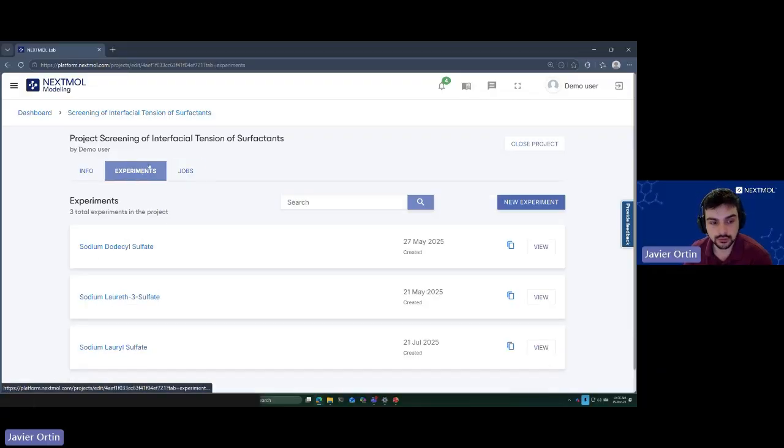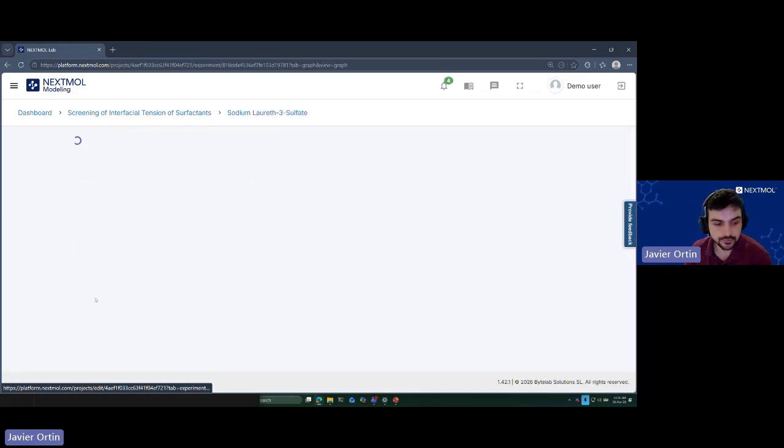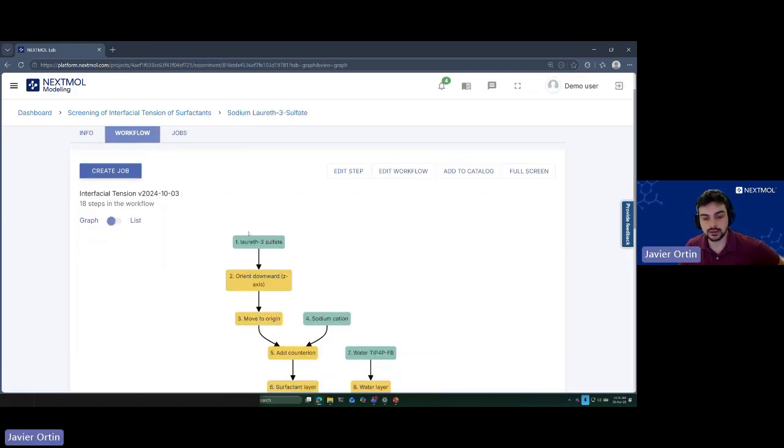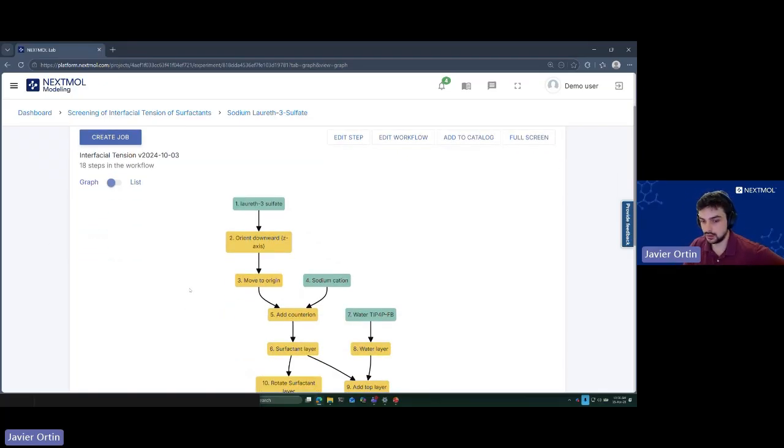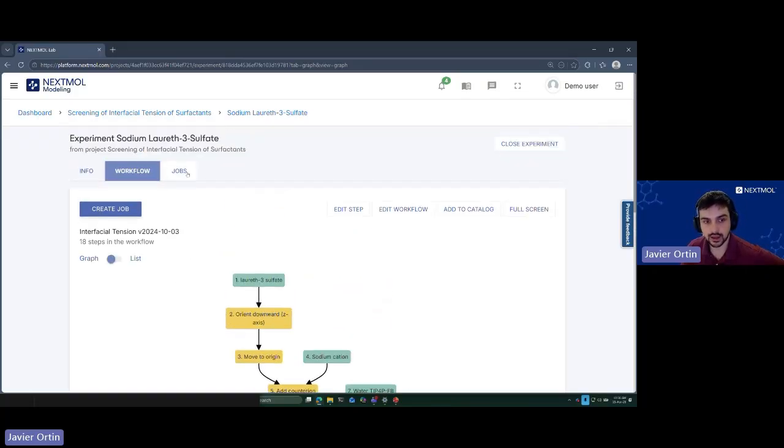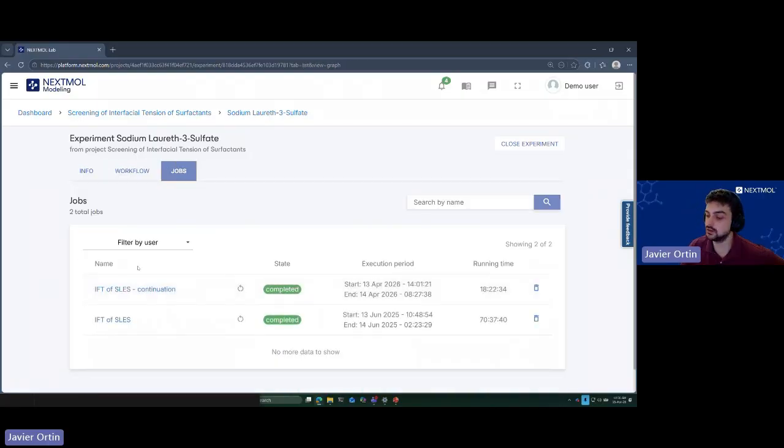So let's jump, for example, on the experiment for sodium lauryl 3 sulfate. And here, what we can find is, again, three different tabs. An information tab that, again, allows us to give a name to this experiment and provide a description. The workflow, which I will be commenting on next. And a section of completed jobs that will display which jobs have been completed using this specific workflow.